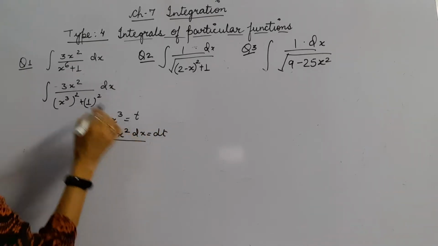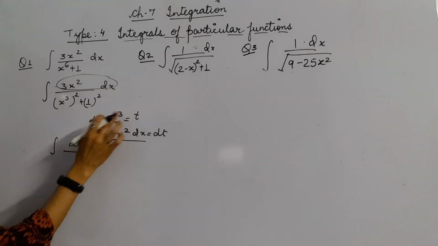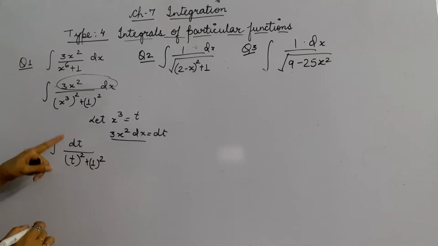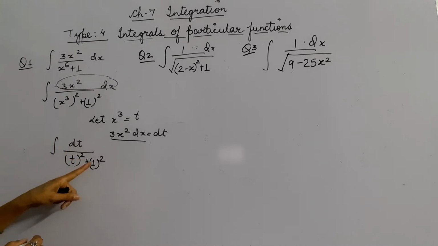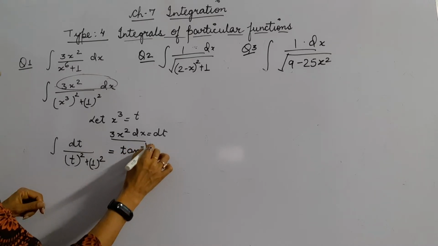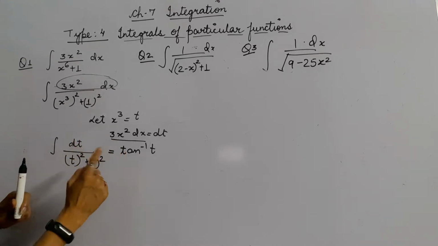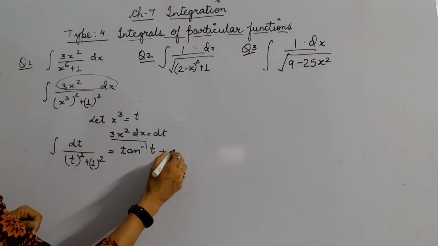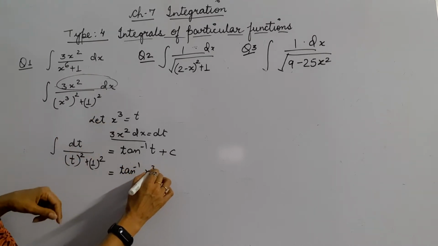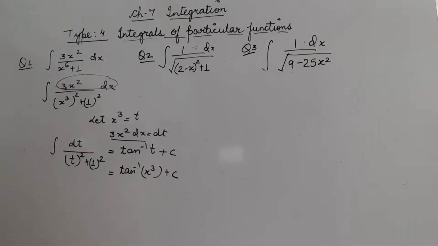So in place of 3x square dx, I will be writing just dt, and here x cube is t, so this will be t square plus 1 square. And you know, integration of 1 upon x square plus a square is given by tan inverse t. Yes, of course we write it as 1 by a, but your a is just 1, that's why I am just writing tan inverse t plus c. Replace t with the value x cube. So integration of this will be tan inverse x cube plus c.